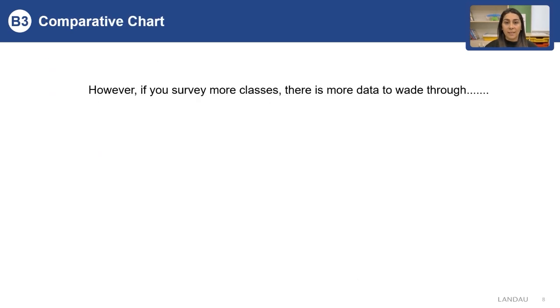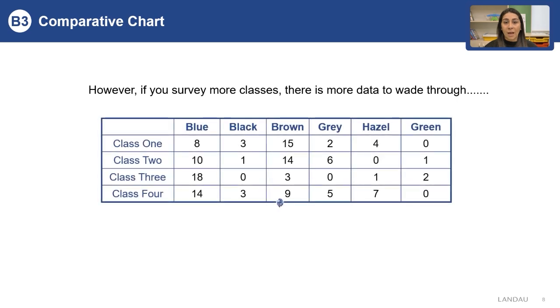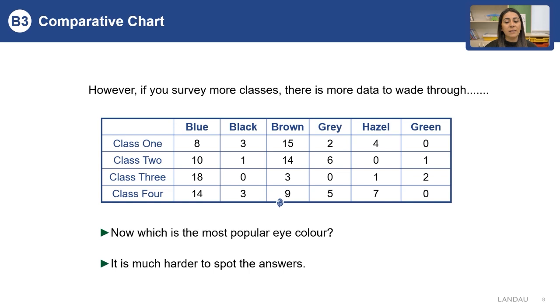If you decide to make a survey and ask the students from 4 classes what their eye color is, there is more data to wade through. For example, you can see such data on your screen. This data is represented as a table. However, it is much harder to spot the answer to the following question: which is the most popular eye color?